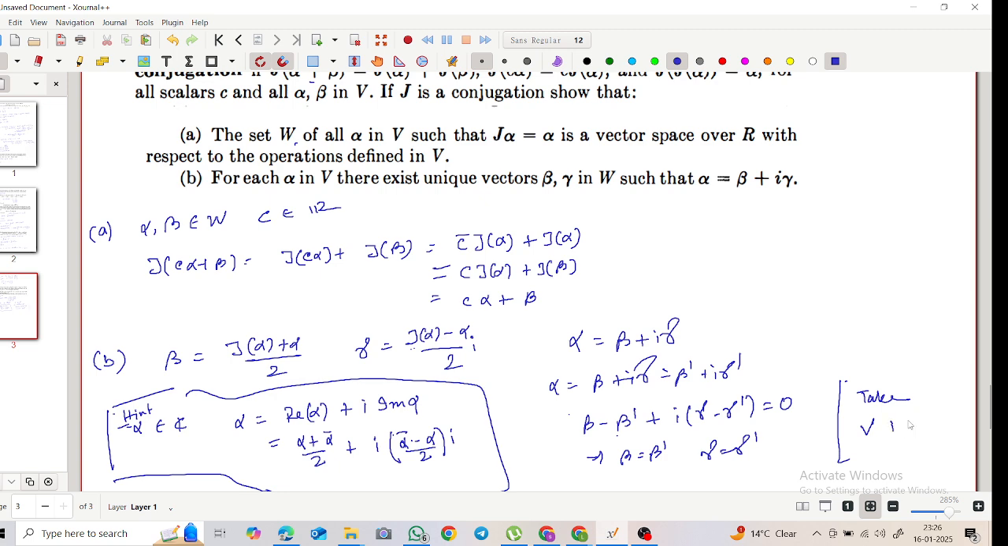Take V as an R vector space. In this line, we are basically considering V as an R vector space. So if, say, V is C to the power n, right, we are considering this to be R to the power n direct sum I R to the power n, okay? That's the breakup here. Understood?